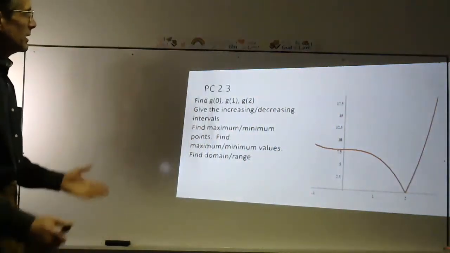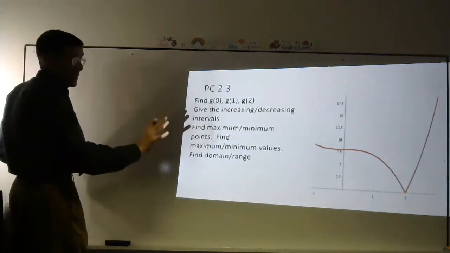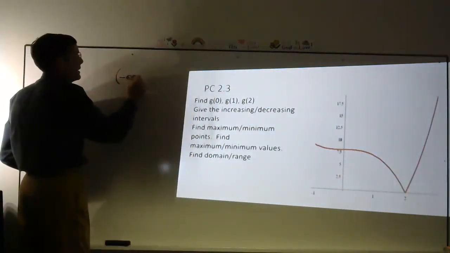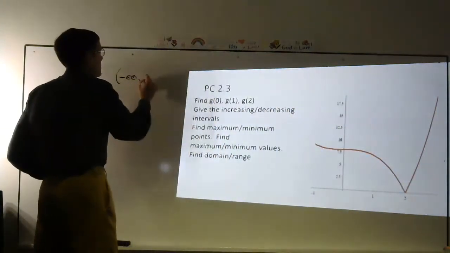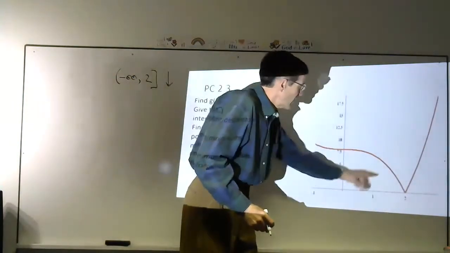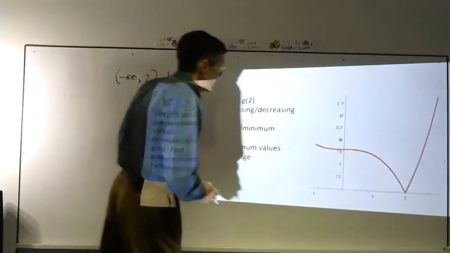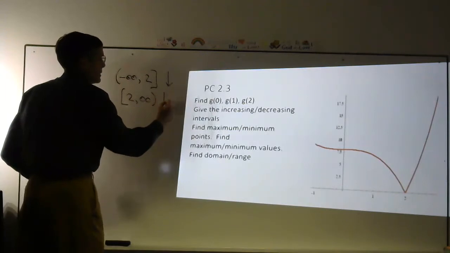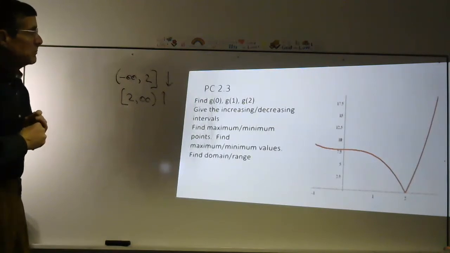All right, how about increasing and decreasing intervals? Okay, so we're doing it on the x-axis again. We're going to start at negative infinity. So negative infinity, it's going down, down, down, down, boom, to 2. So from negative infinity to 2 on the x-axis, the curve is coming down, assuming it goes on and on in both directions. All right? And then from 2 to positive infinity, would you agree that the curve is going up? Okay? Maximum and minimum points.